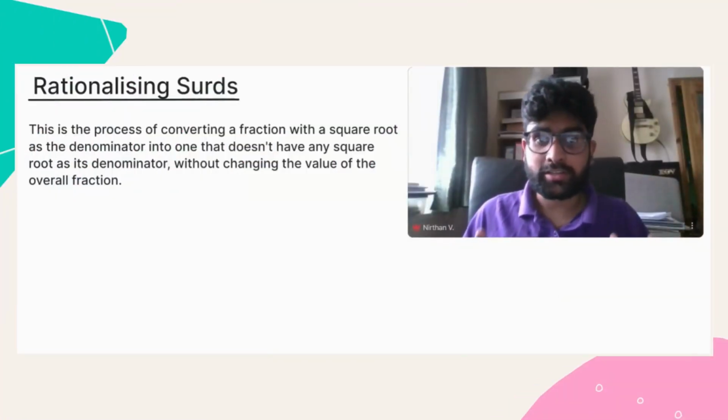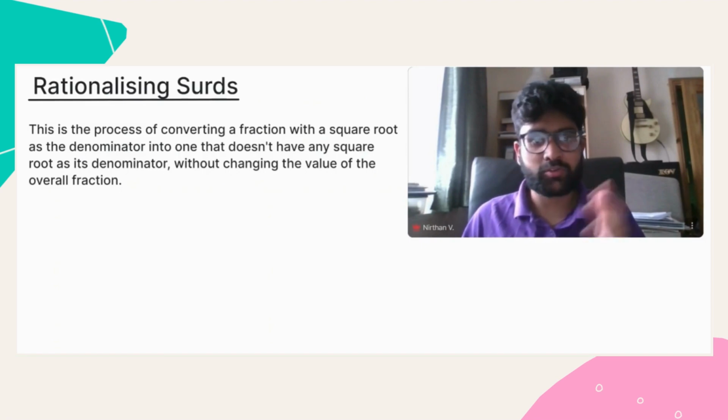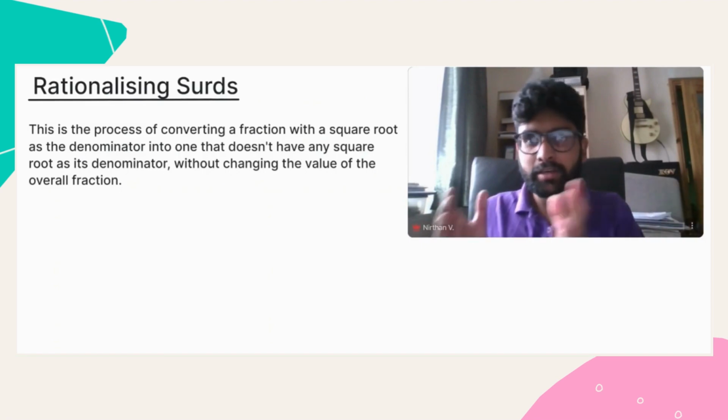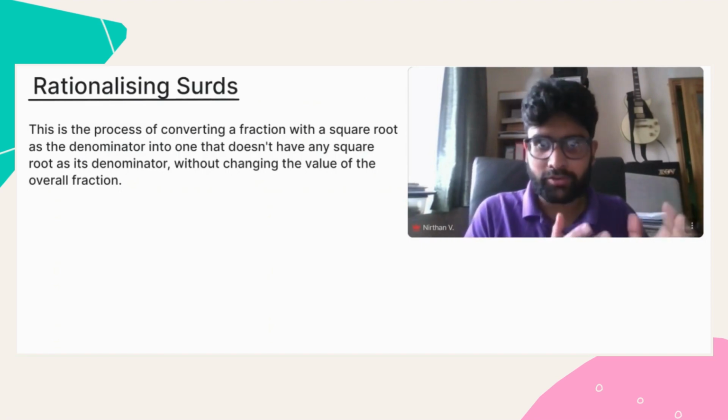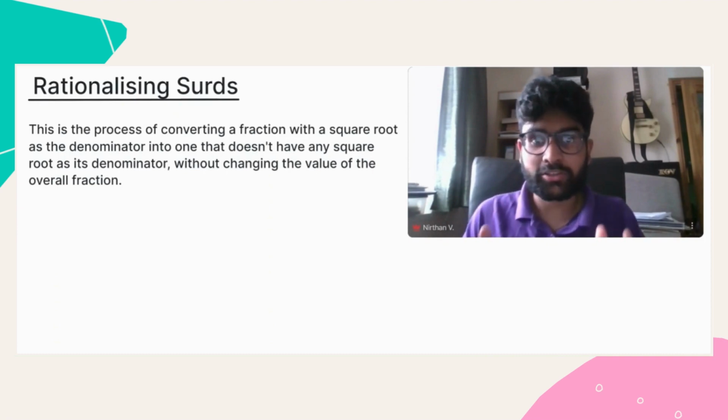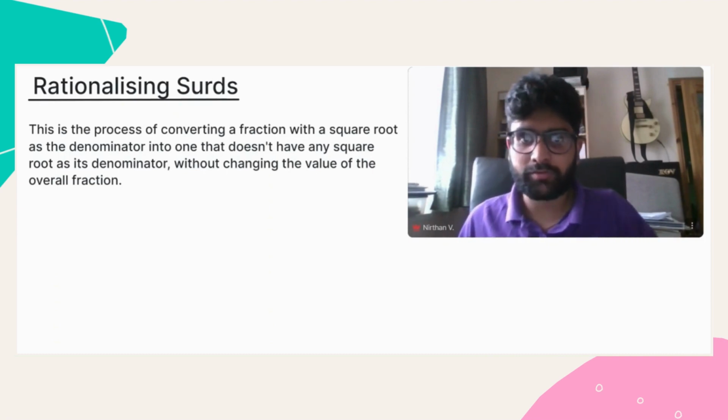So what does rationalizing surds even mean? Well, this is the process of converting a fraction that includes a square root at the denominator into one that doesn't include a square root at the denominator. And this is done without changing the value of the original fraction itself.